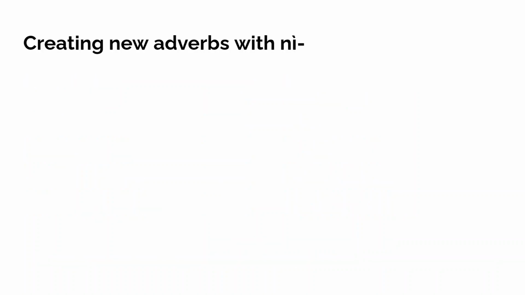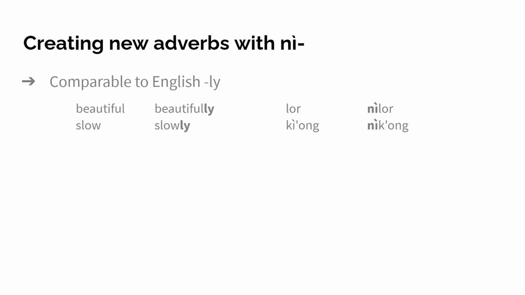Then we can actually create new adverbs ourselves with ne. Ne can be compared to the English ly. So you see beautiful, an adjective, becomes beautifully, an adverb. Slow, an adjective, becomes slowly, an adverb in English. And we can actually do the same with ne. So we can put it on any adjective we want to create the adverb. Lor, beautiful, becomes nilor, beautifully. Slow, keong, becomes nikong, slowly.